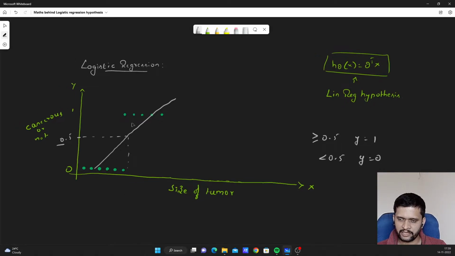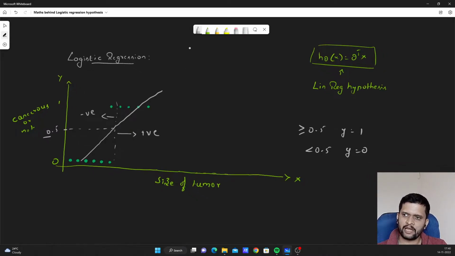So with this data set, it looks like this theta transpose x is doing a fair job in classifying the data sets. Because if you just extend it, whatever data point falls beyond this line will be classified as positive because the prediction will be more than 0.5, and whatever data points lie behind this line will be classified as negative. So it is doing a fairly good job as of now, right?